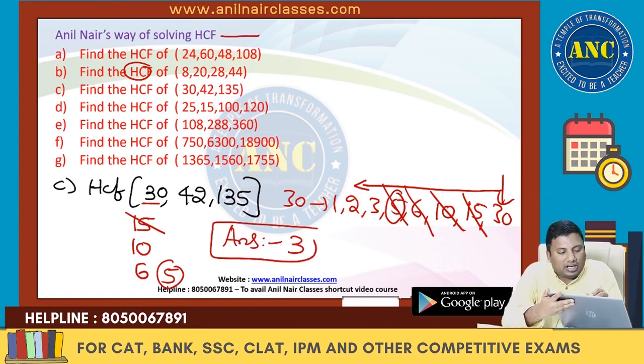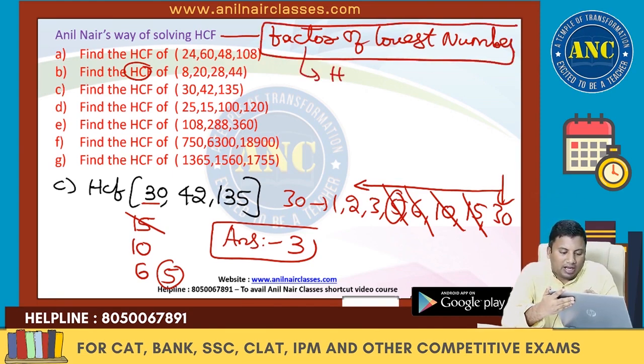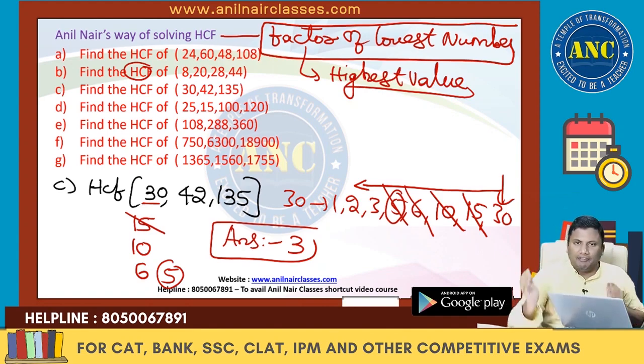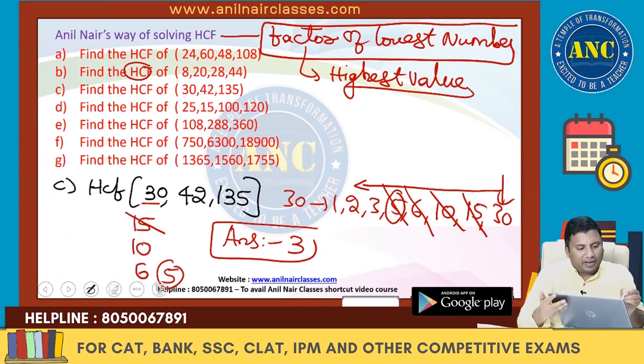What is the logic that we are using? HCF can be determined as the factor of the lowest number. The factor should be the highest possible value. A very beautiful conceptual way of solving every problem in aptitude. 30, 42, 135. First over, second over, third over.